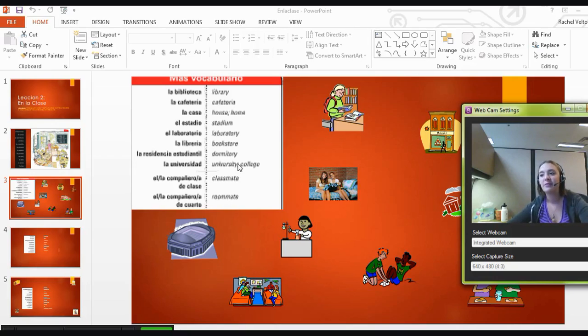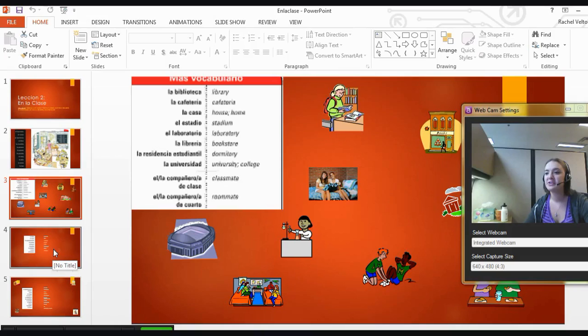And then finally, a roommate. It's very similar to a classmate. You've got el compañero de cuarto. A cuarto is your bedroom. And then if it's feminine, you've got la compañera de cuarto. So note the differences with masculine and feminine.